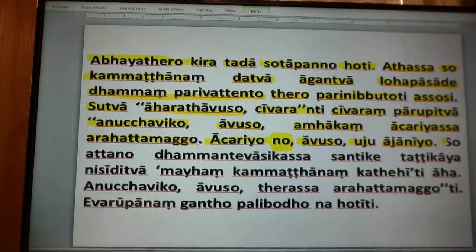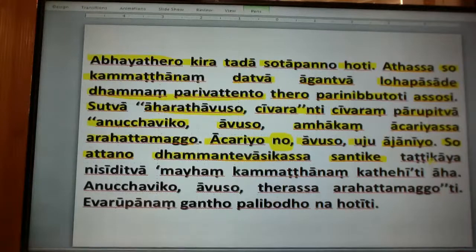So Atano means Abhyathira, himself. Dhammanti Vasikasa means Mahadhammarakita Thera, Dhammanti Vasikasa means his people. Even though his people had experience of the meditation, he wanted to learn from his people.